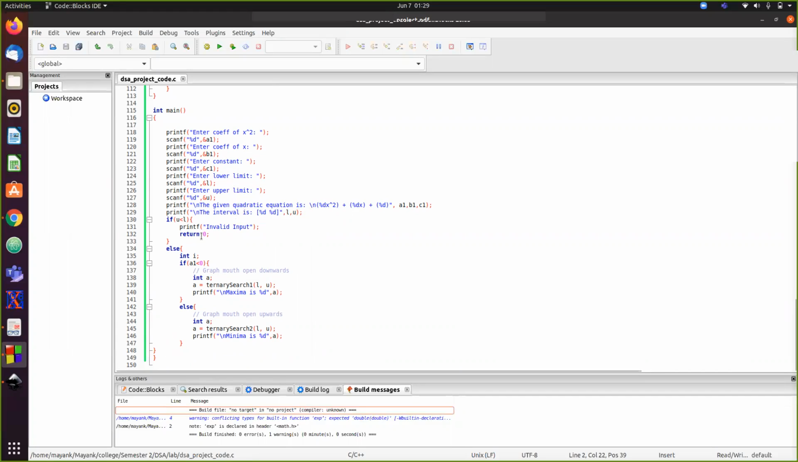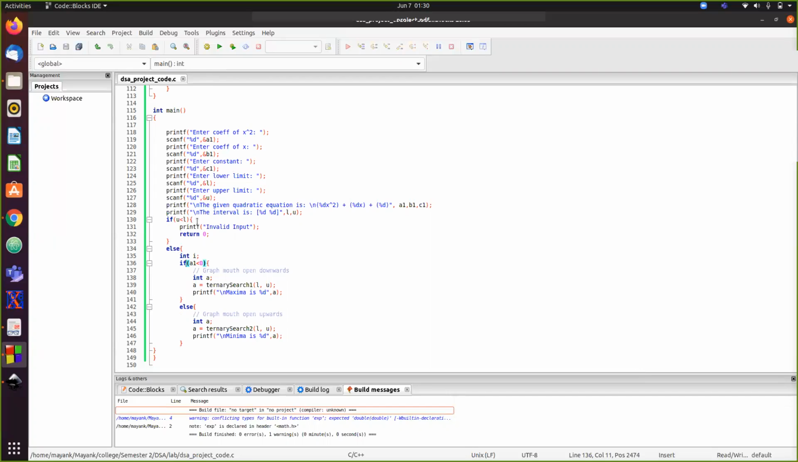Then we are going to have a small check of whether the upper limit is lesser than the lower limit or not, in which case the code will become invalid because the upper limit is meant to be higher than the lower limit. Now, if it is not the case, then we are going to go on to the meat of this code.